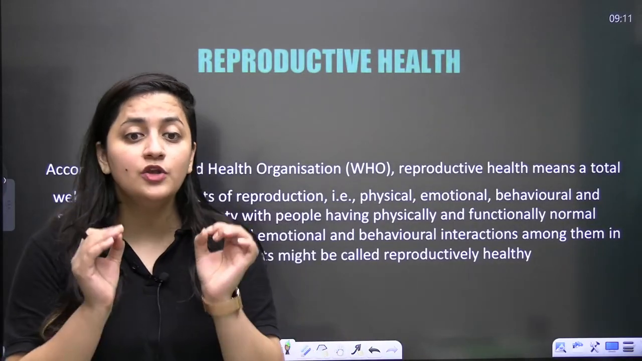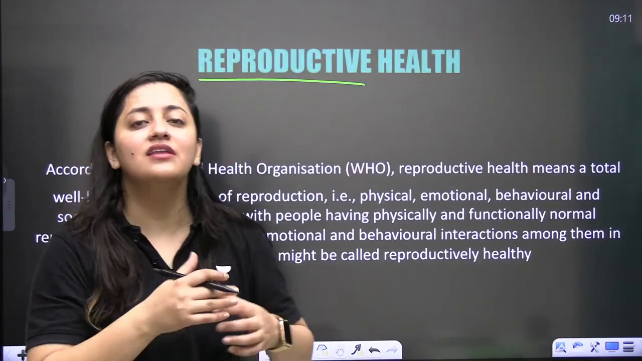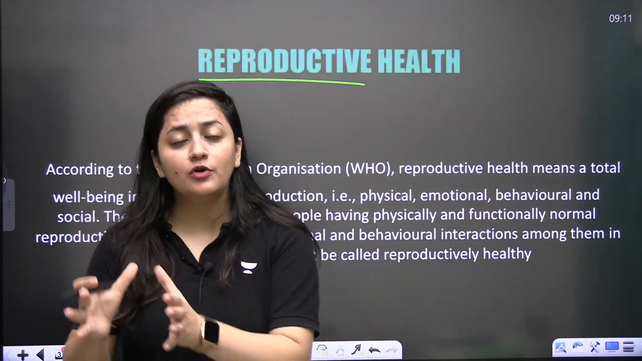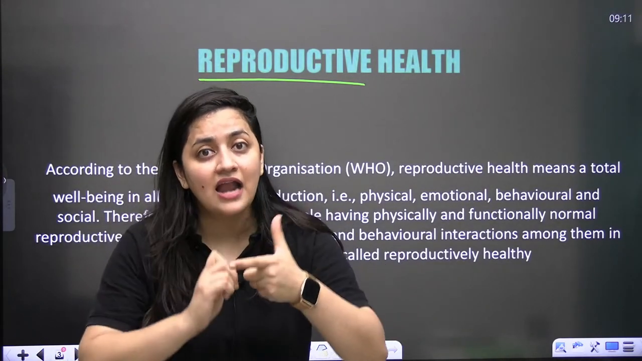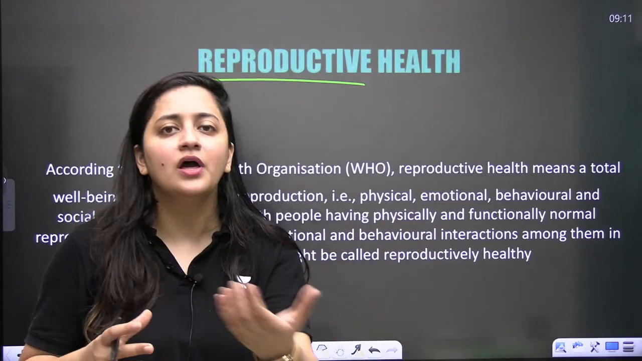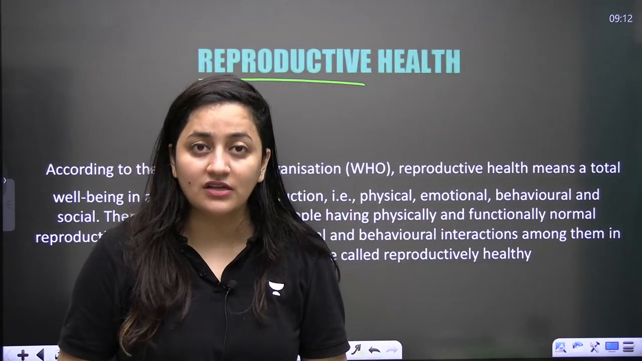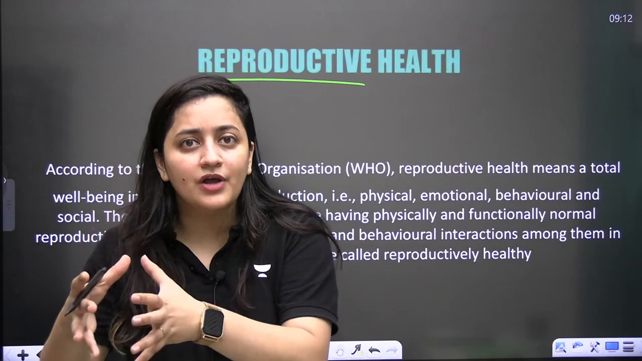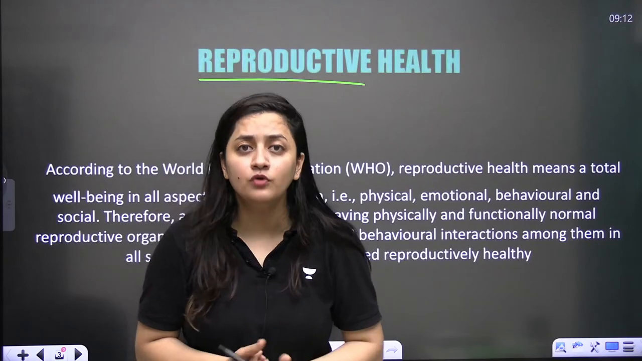Now we are using the word reproductive health. So here all the reproduction-related aspects will be covered. When we talk about being healthy, we will consider physical health, mental health, social health, emotional health, and reproductive health as well. And when it comes to reproductive health, we cover all the reproduction-related aspects. The proper functioning of reproductive organs will be considered, and along with that, proper education should be provided to people, because reproduction is a very important process.